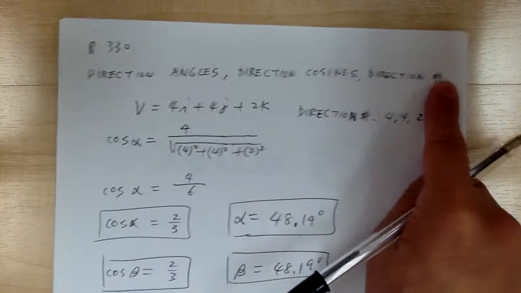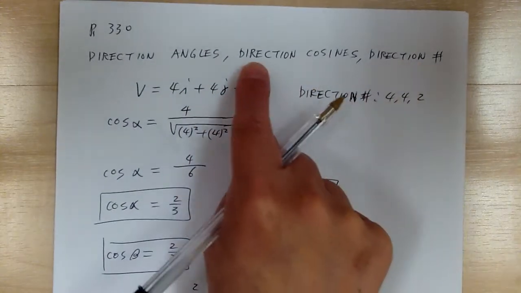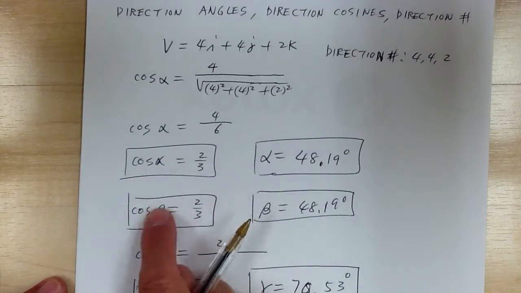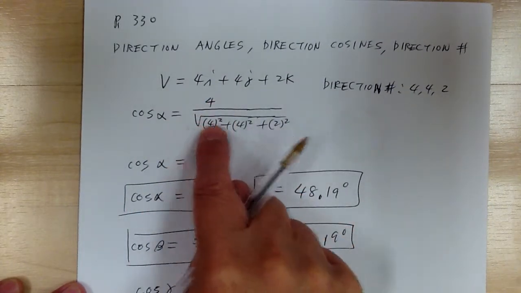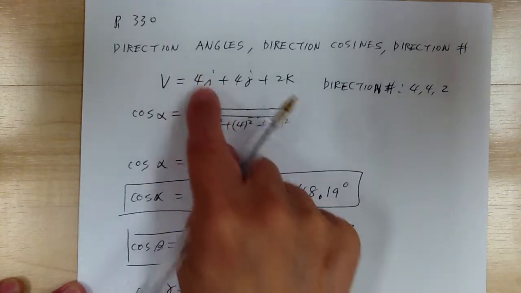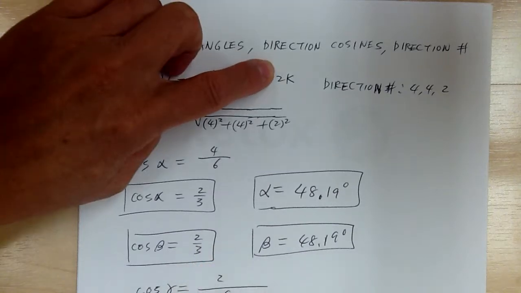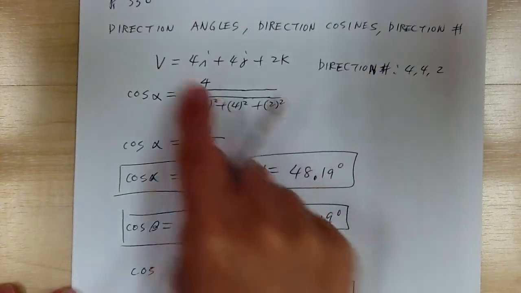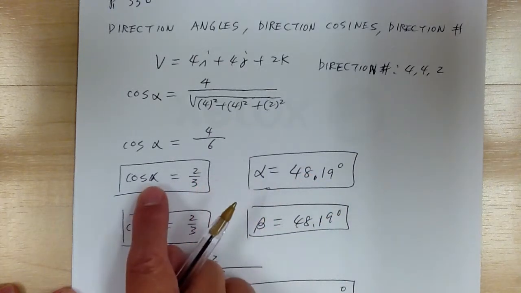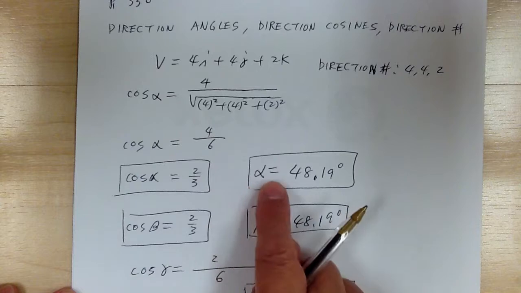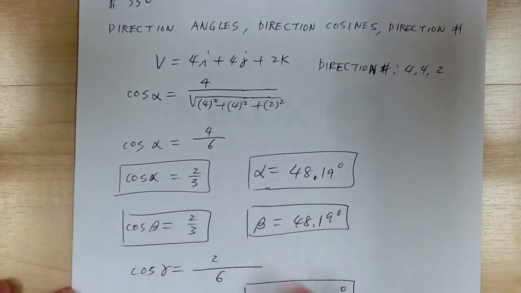Again, direction numbers are those coefficients: 4, 4, and 2. Direction cosine is your cosine alpha, cosine beta, cosine gamma, and the cosine is the direction number divided by its length. So this would be 4 over the length, 4 over the length, and 2 over the length. Direction angles would be just the angle itself. Make sure you know the difference between the direction cosine and direction angle. This is the angle, and this is the cosine.